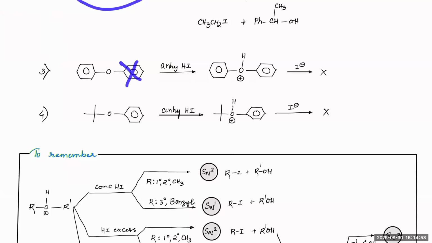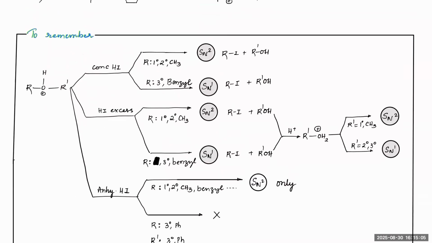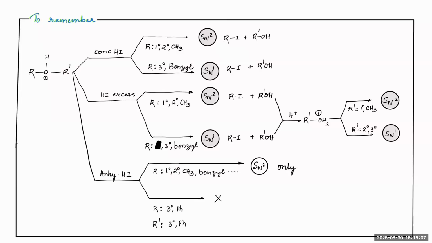Obviously, if you have this group or this group, because SN1 is not possible, even if you have a 3-degree carbocation here, since the carbocation is not able to form, this reaction will not proceed. Correct? So this is a way to remember in which case what to be taken. Clear? Yes, sir.